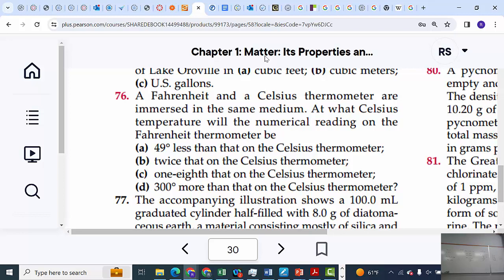All right, so why don't you try A, number 49. At what temperature will the Fahrenheit be reading 49 degrees less than the Celsius? Okay, this will be the quiz here for today.